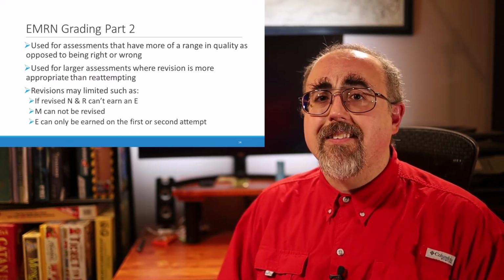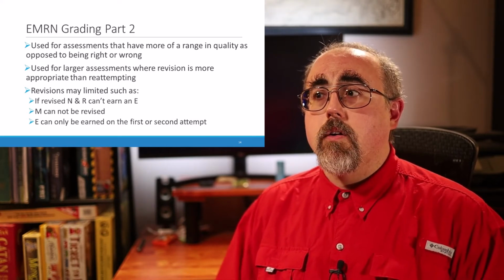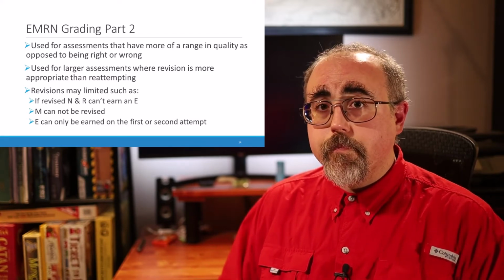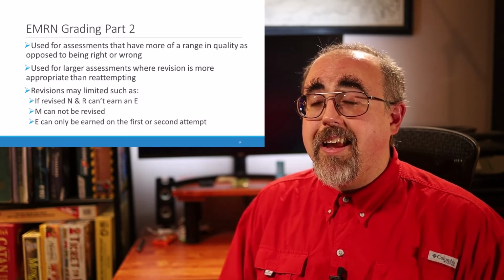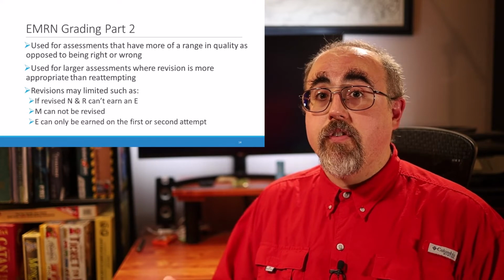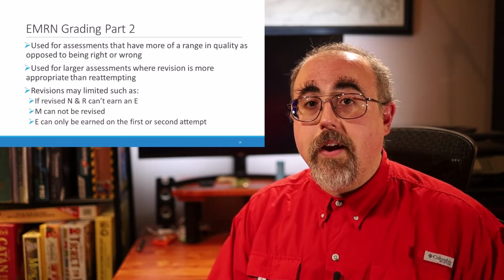Or you can only get excellent in your first or second revision. Because the idea here is you got several options to revise. And so maybe you're capped at, you have to get excellent by the second revision. So put some limitations so students don't feel that they can just turn in garbage and redo it, that they actually need to make a solid first attempt in order to get a good grade on this one.